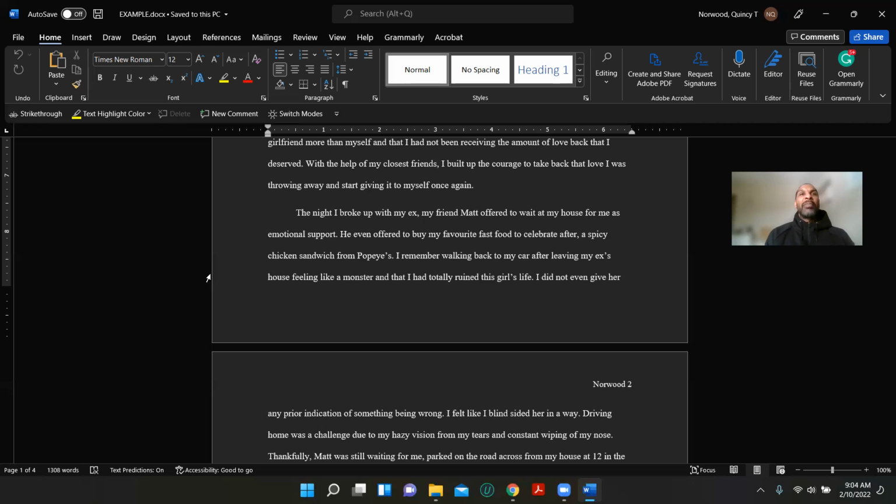"The night I broke up with my ex, my friend Matt..." Name the people in your narrative, even if you're giving them fake names to protect their identity. If you don't give them a name, then your paragraph is going to keep saying my friend, my friend, my friend. So give the people in your narrative names, even if you're using fake names. That's perfectly fine.